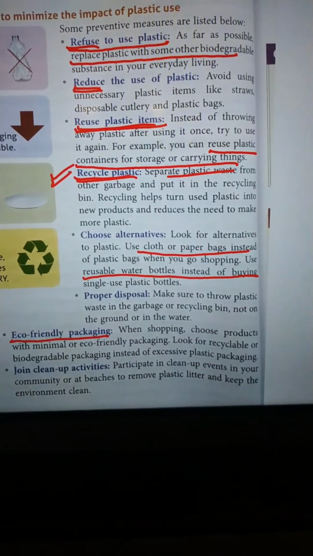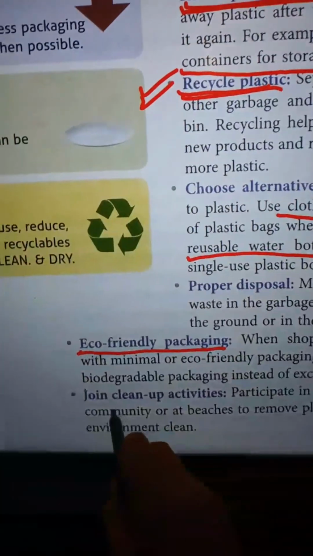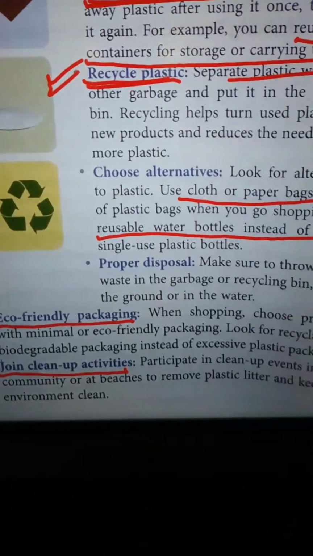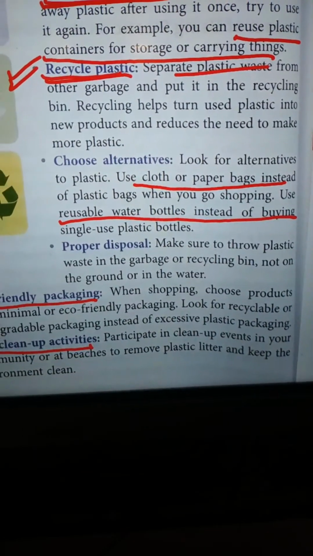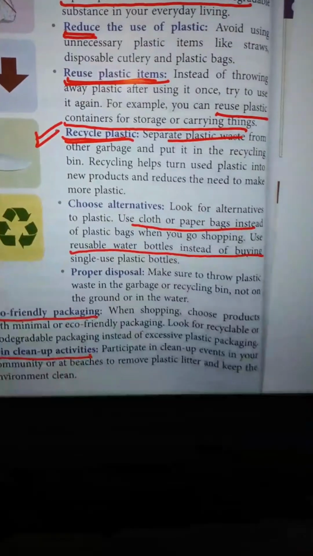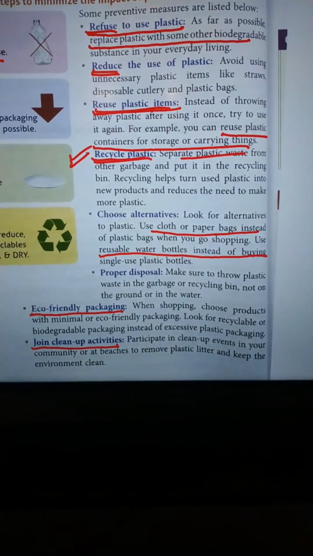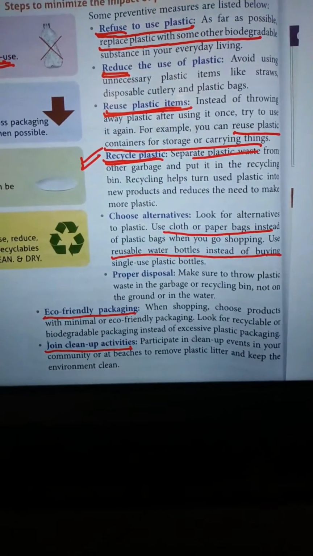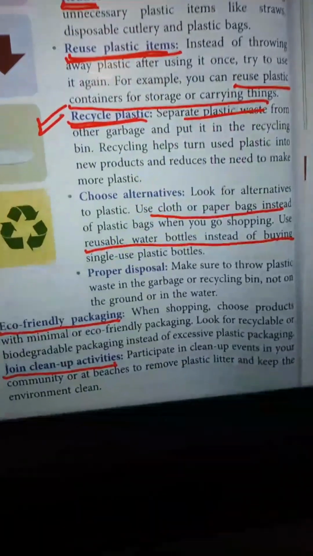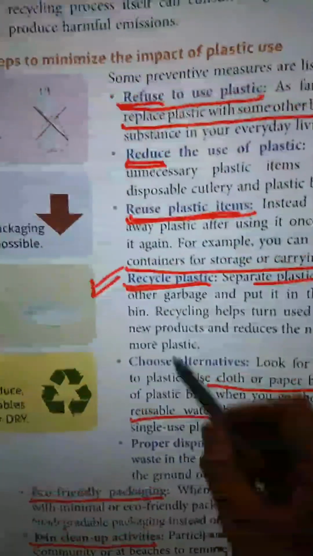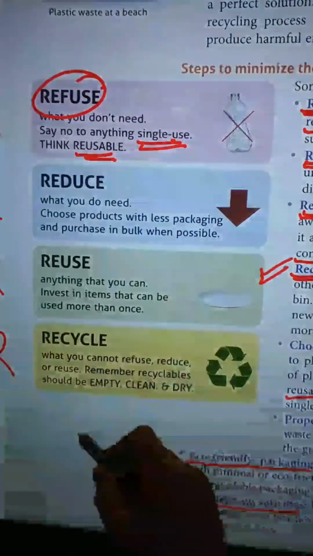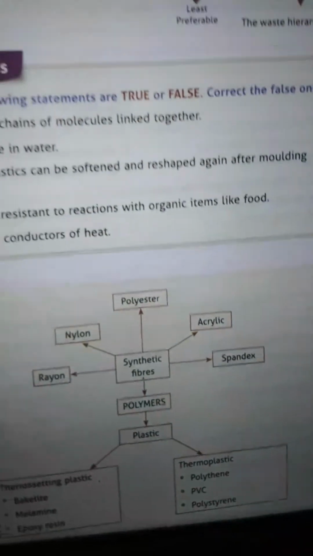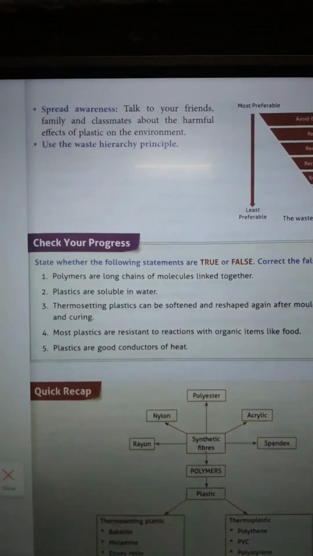Then there are joint cleanup activities. This is something which no one does, but joint cleanup means cleanup events in your community. From what I have seen, it mostly happens on beaches. When people go to the beach, they clean all the waste. So these are some of the ways. This is important, and you must know that these are the things which make plastic harmful.